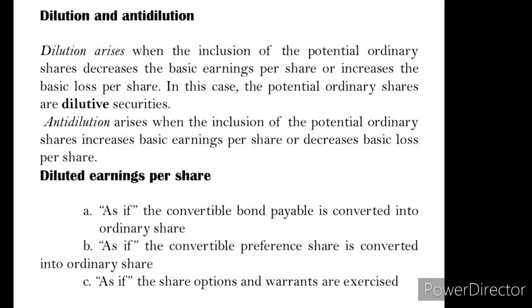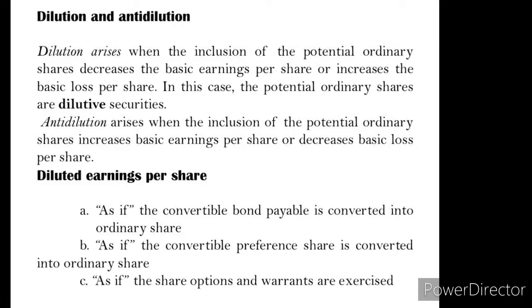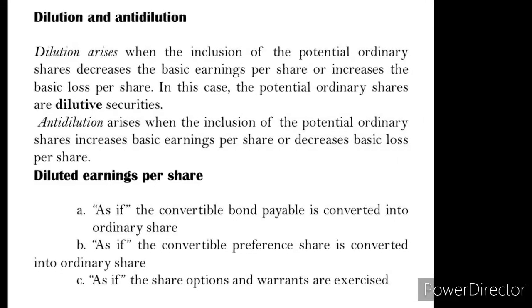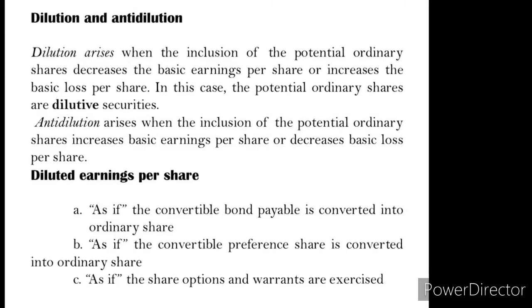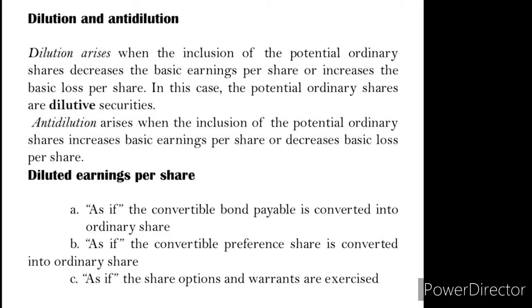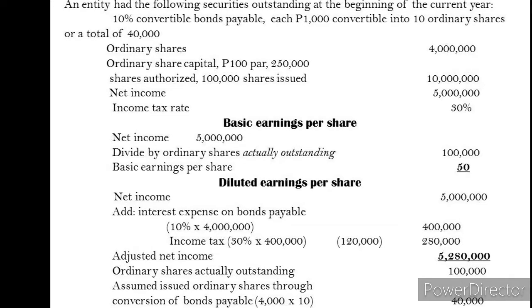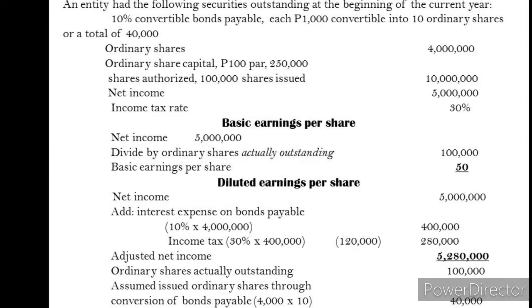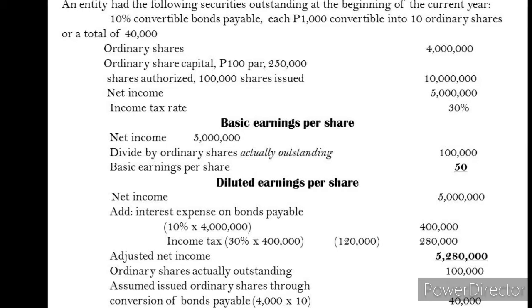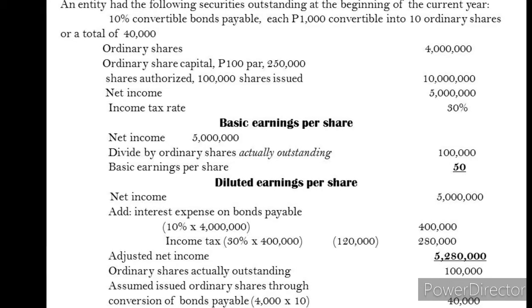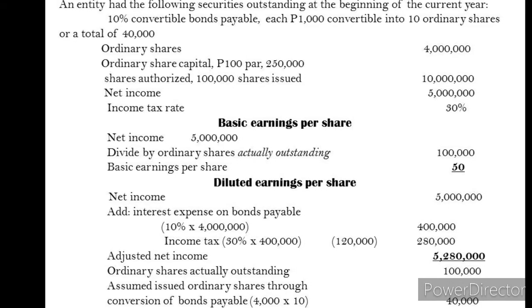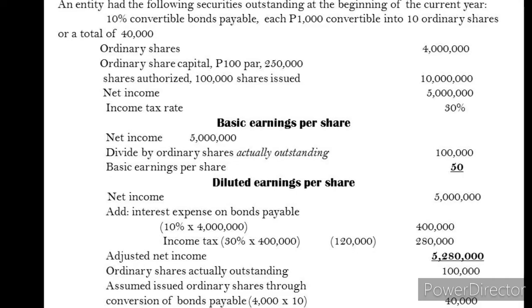On the other hand, anti-dilution arises when the inclusion of the potential ordinary shares increases basic earnings per share or decreases basic loss per share. Here we have an illustration regarding the diluted earnings per share and how to compute it. In a normal scenario where details of all adjustments are available, we would use the following formula.